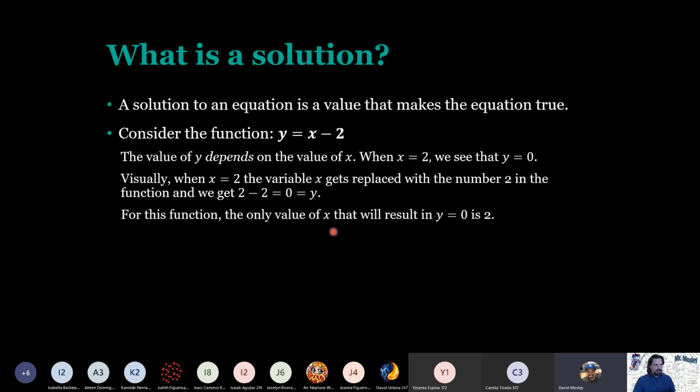For this function, the only value of x that will result in y equals 0 is 2. There's no other number I could put in this equation and get 0 as the outcome. I could get close, I could use decimals and be close to 0, but I will never get equal to 0 with any other value besides 2.